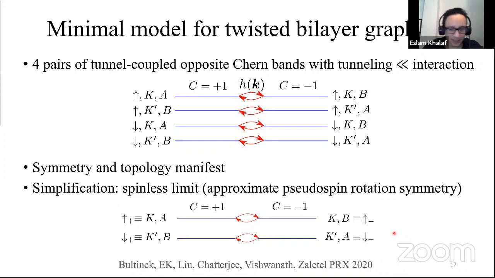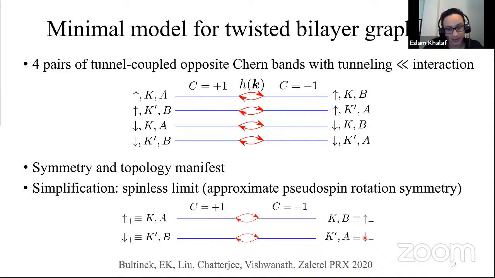And one caveat when I consider the spinless case is the following. For spin, we have an exact SU(2) rotation symmetry. But when we are in the spinless problem, we have two bands in each sector that we can still call a pseudo spin variable. So we call K B pseudo spin up and K' A pseudo spin down. But this pseudo spin symmetry is not exact.